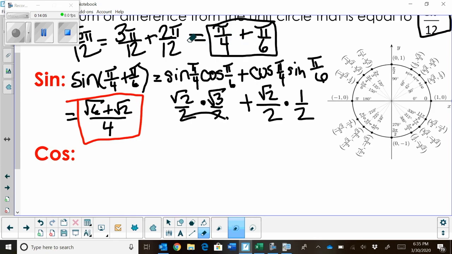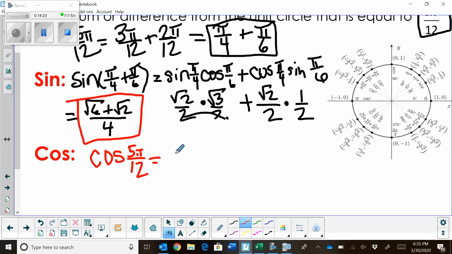So we're still going to find the cosine of 5 pi over 12. We're just going to do that by rewriting it as the cosine. So let's go ahead and write it like that first. So what's the cosine of 5 pi over 12? Well, we don't know that from the unit circle, so we're going to rewrite this as the sum of pi over 4 plus pi over 6, because those two angles add to 5 pi over 12.